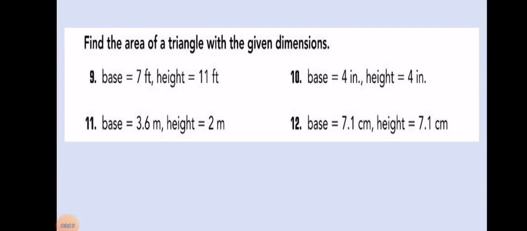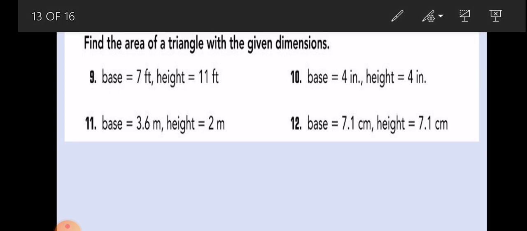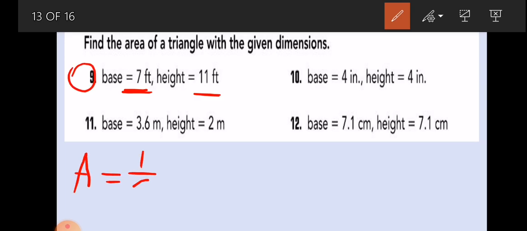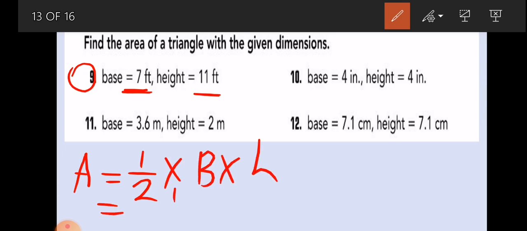Find the area of the triangle with the given dimensions. Here it's very easy. You have the same but without the picture. The base 7 feet, the height is 11. So ready for you, just write for yourself the formula. Half multiply by base multiply by height. So half multiplied by 7 multiplied by 11. Can I simplify here? The 2 with 7 or with 11? No, we cannot. So do the multiplication.